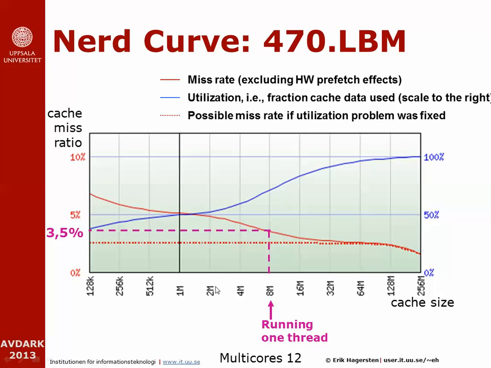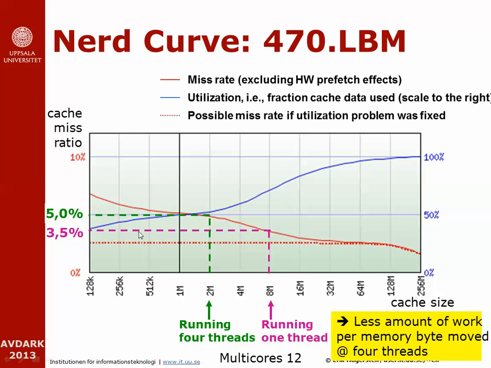However, when I use 4 cores at the same time running the same application, they will share the cache between them in equal parts. So that means that each one of them will get 2 megabytes of cache, which means that you will see a 5% miss ratio. The likelihood that a memory instruction that each one of these 4 threads executes will miss in the memory hierarchy is now 5% instead of 3.5.